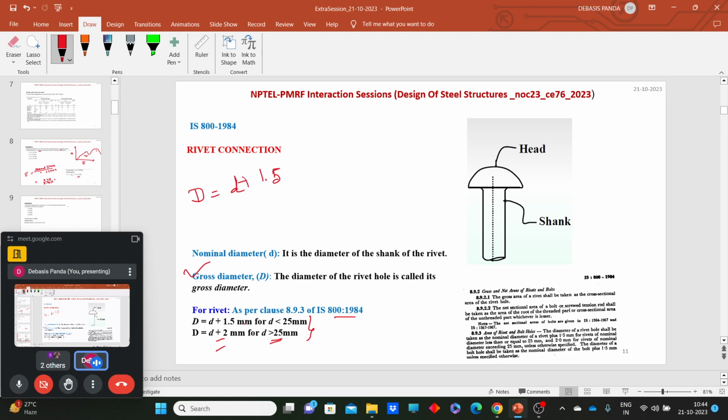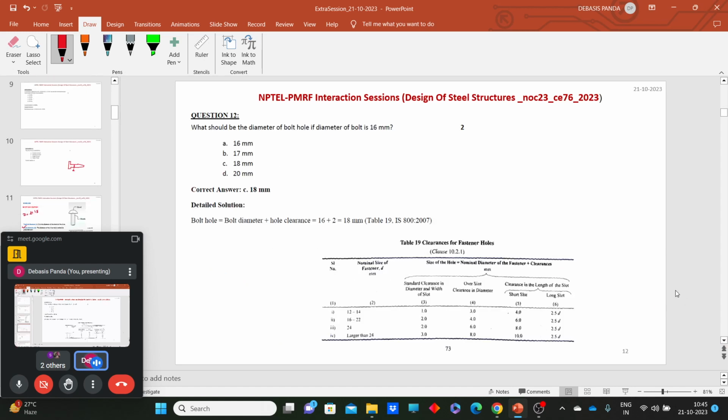If the shank diameter of the rivet is given, they will ask what should be the gross diameter, or the diameter of the rivet hole. So you can find it out like this. We have solved this kind of problems in the recent weekends. In 2022 we encountered this kind of problem, and in 2023 also there was the same kind of problem.